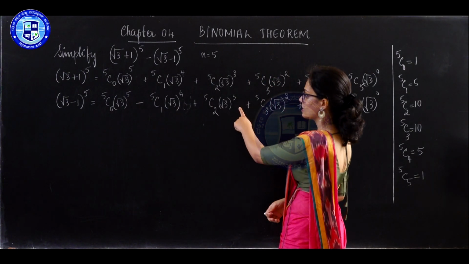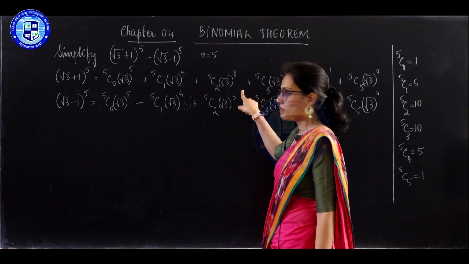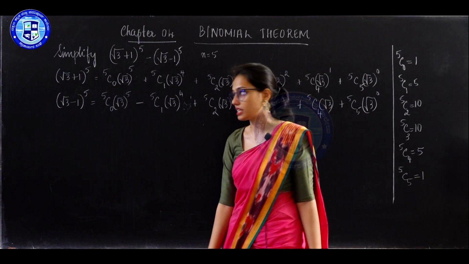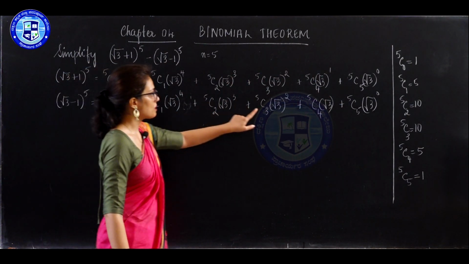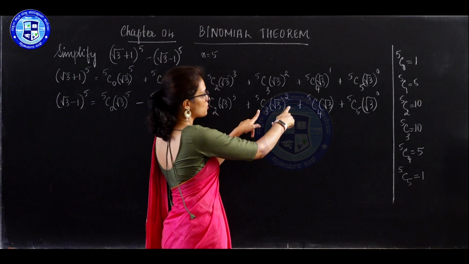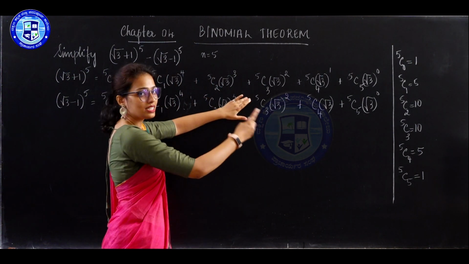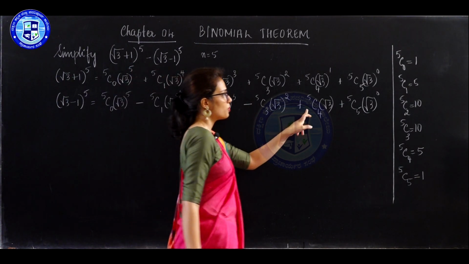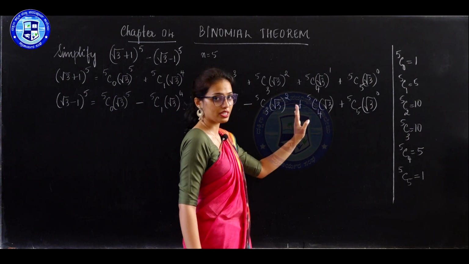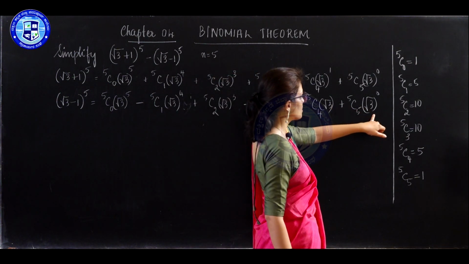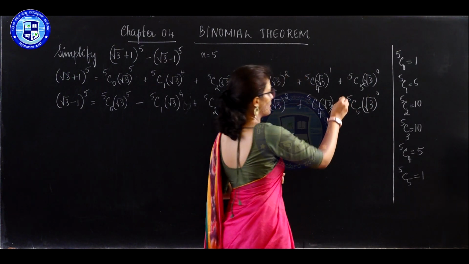What happens here? This is minus 1 raised to the power 2. Minus 1 raised to the power 2 is plus 1, so I am not going to write it. Okay, the sign remains as it is. What happens to the next term here? Minus 1 raised to the power 3, odd power, so the minus sign will remain. So, minus into plus is minus. What happens here? Minus 1 raised to the power 4, even power, so it remains as it is. Here minus 1 raised to the power 5, so this will be minus.